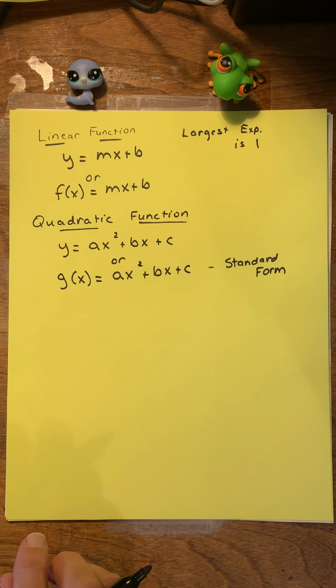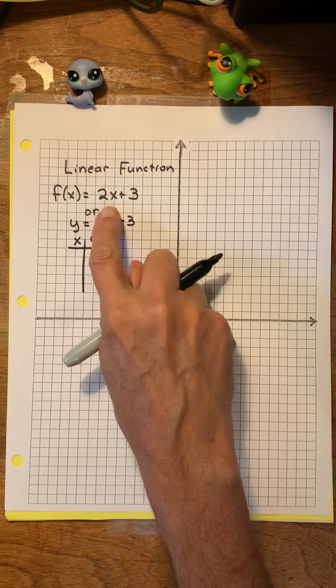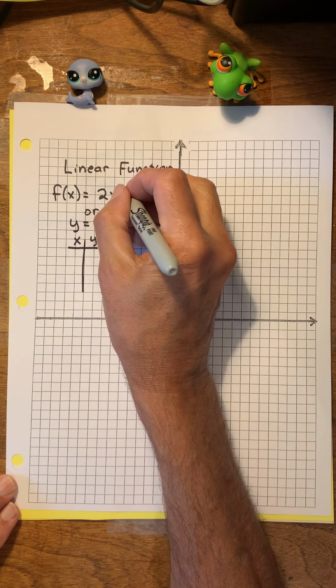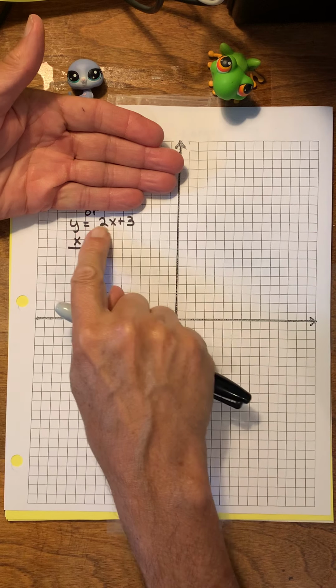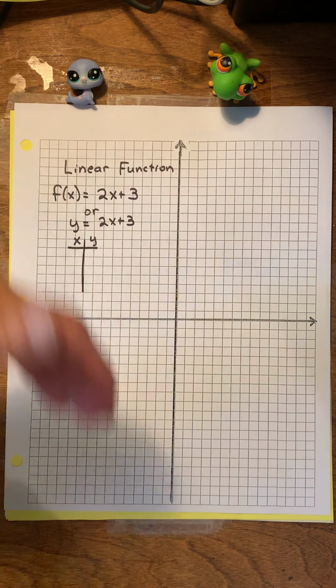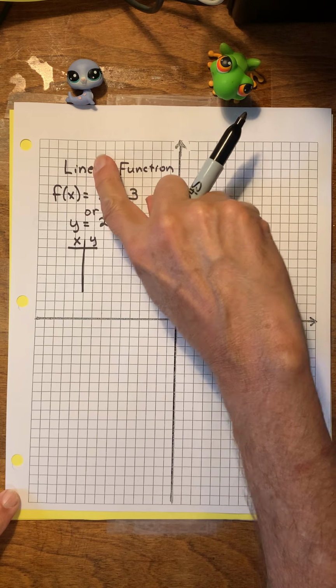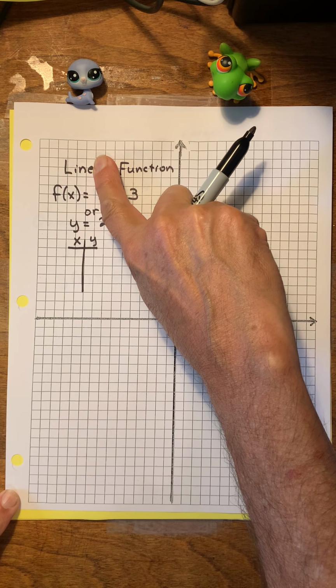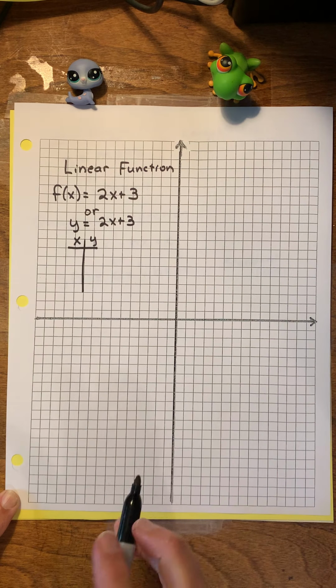A good example of which might be f of x equals 2x plus 3. Notice exponent of 1, largest exponent is 1. Some of you guys are going, hey, that's the slope-intercept form of a line, isn't it? Absolutely is. This linear function is just a function that describes a line, hence the name linear.